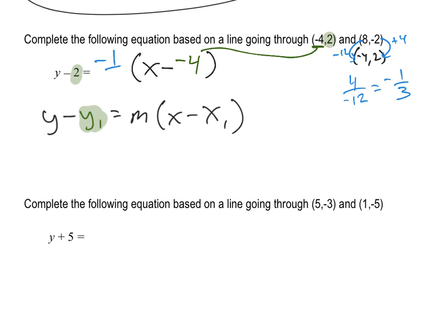Negative 1/3 for our slope. And we have the double negative there, so that should become what? A positive. Let me go ahead and erase that and make it a positive. And there is our point slope form filled out.